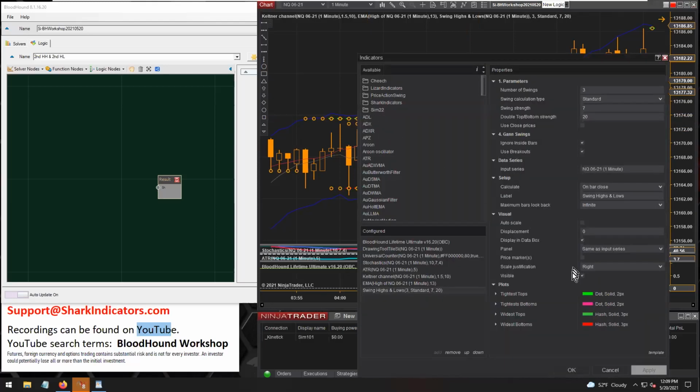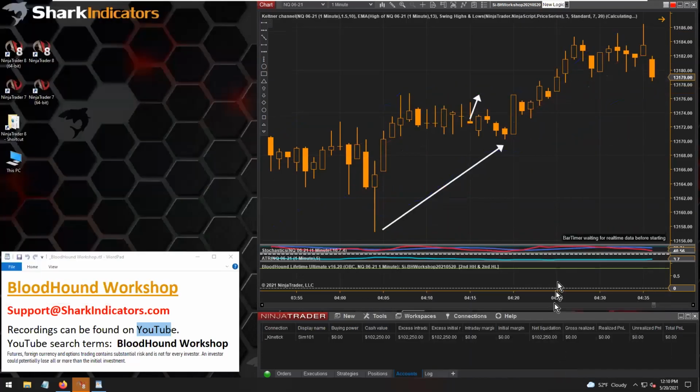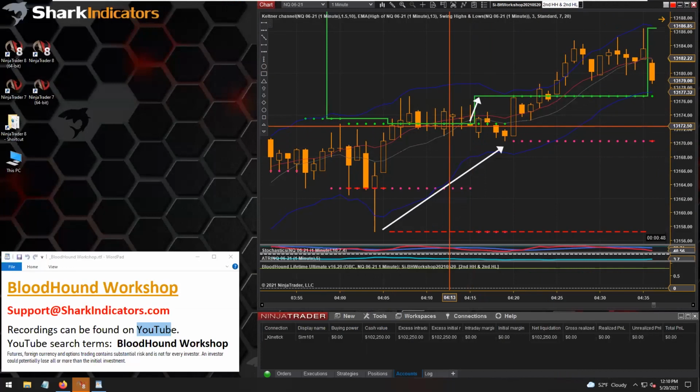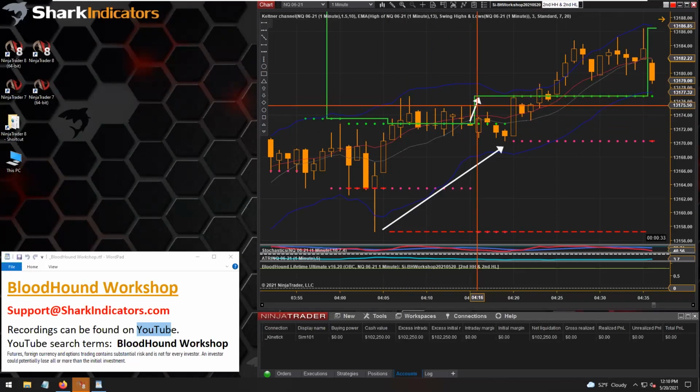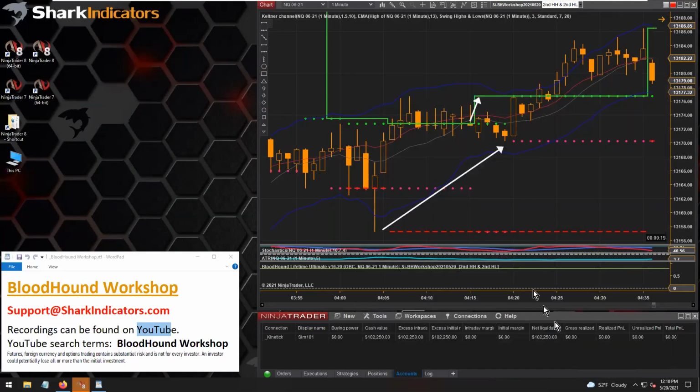It might be easier to visualize if I take the widest plot and change it from a hash to a square plot. There, let's take a look at that. Right, so there we go. The square plot is a lot easier to visualize. We can see that when the highest high plot steps up, then we know that a new higher high has been made. So that's what we're looking for, that stepping up. Let me put this back to the hash.